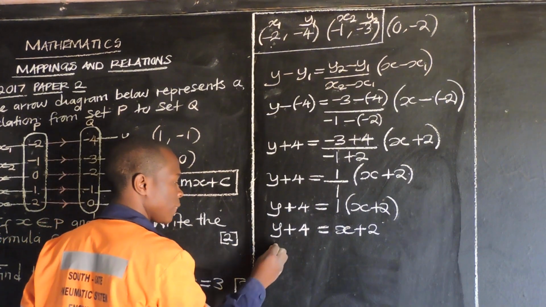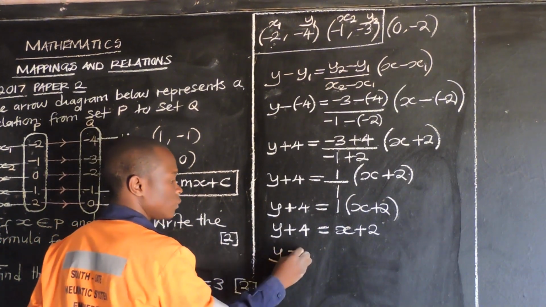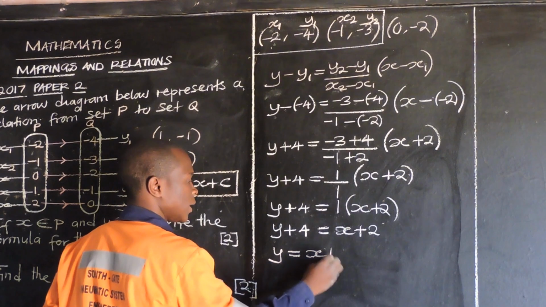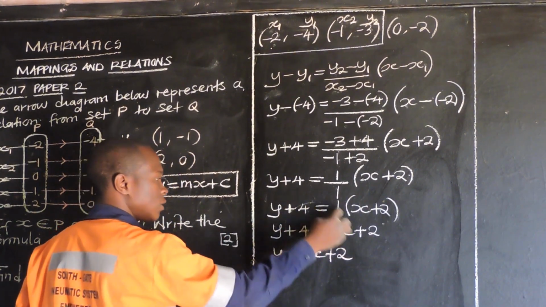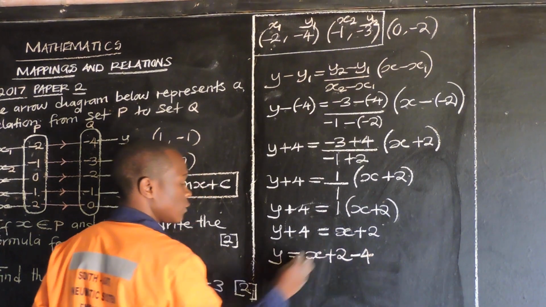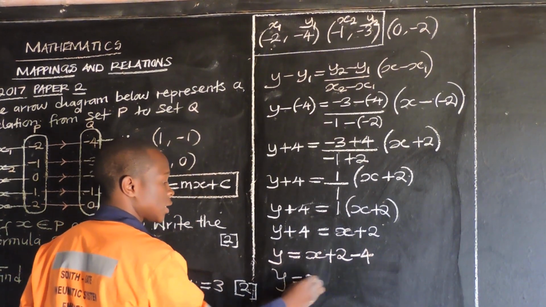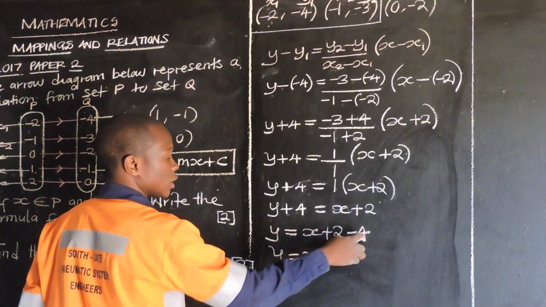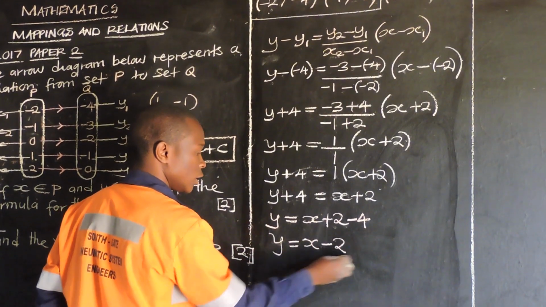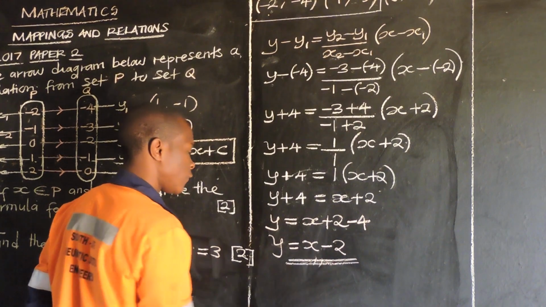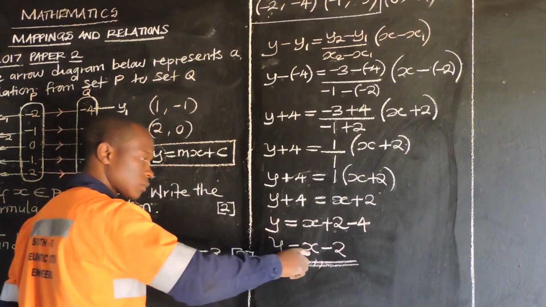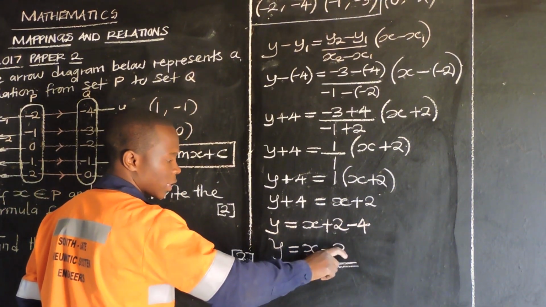So maintaining y is equal to x plus 2. Transposing this positive 4 on the other side, you are going to have minus 4. So y is equal to x, 2 minus 4 get negative 2. This is our formula. So our formula is y is equal to x minus 2.